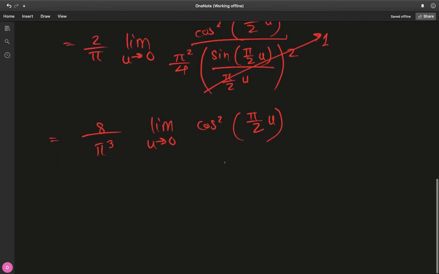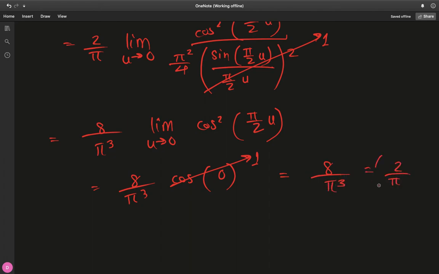Now this cosine is very easy to deal with when we have a 0, because we have 8 over pi cubed times cosine of 0 times pi over 2 is 0. Cosine of 0 is proudly 1. So this entire thing that we needed to find was 8 over pi cubed, or 2 over pi the whole thing cubed.